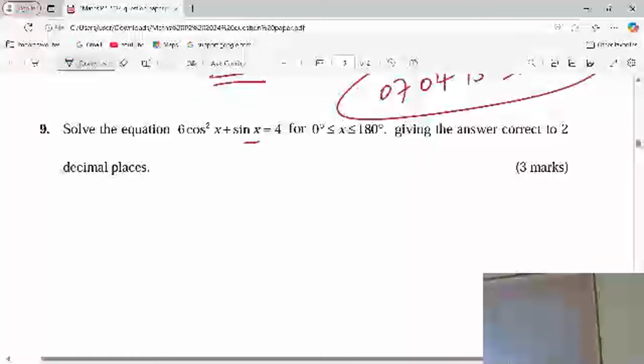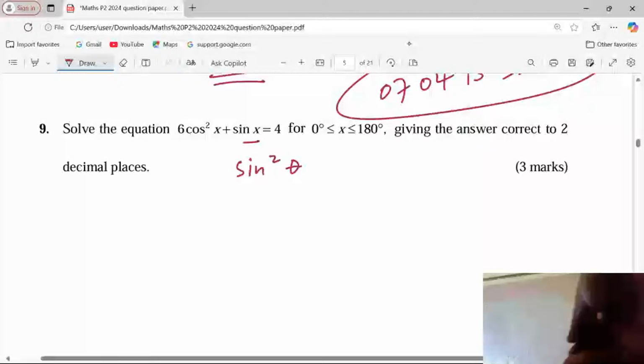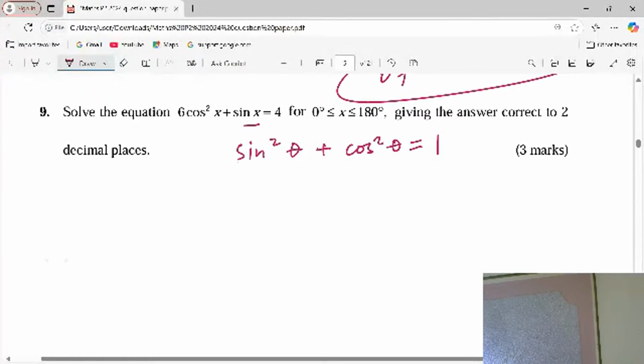Whenever you see sine and cosine in the same equation and one has been raised to power 2, or one is squared, please apply the trigonometric identity that says sine squared of theta plus cosine squared of theta is equivalent to 1. That is the trigonometric identity you are supposed to apply in such scenarios.